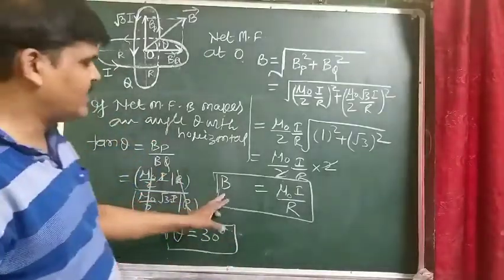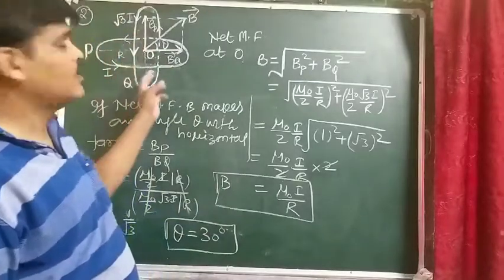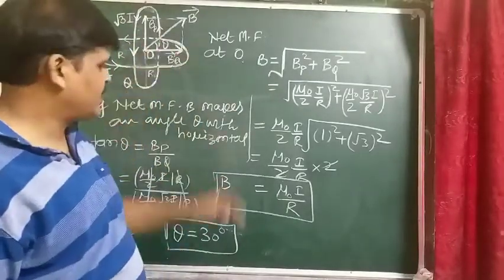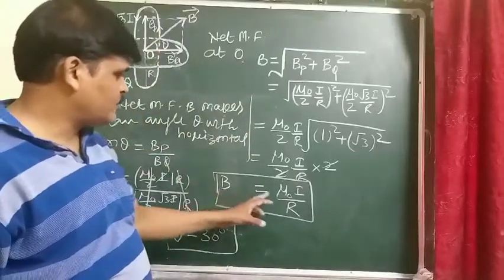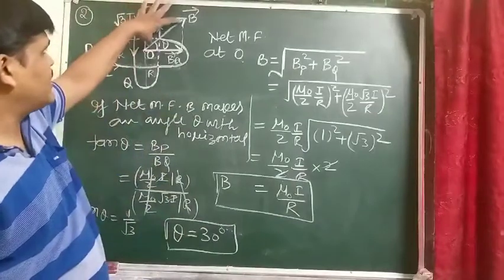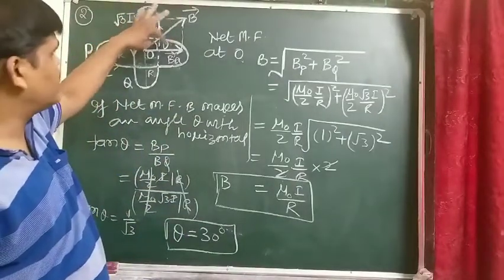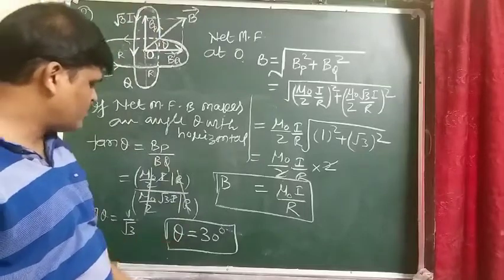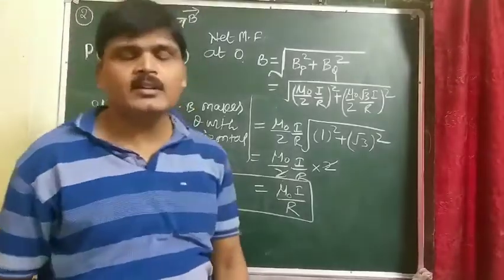So the net magnetic field at the center of the two perpendicular circular loops is B equal to mu naught I by R, and this net magnetic field makes an angle theta with the horizontal, where theta comes out to be 30 degrees.